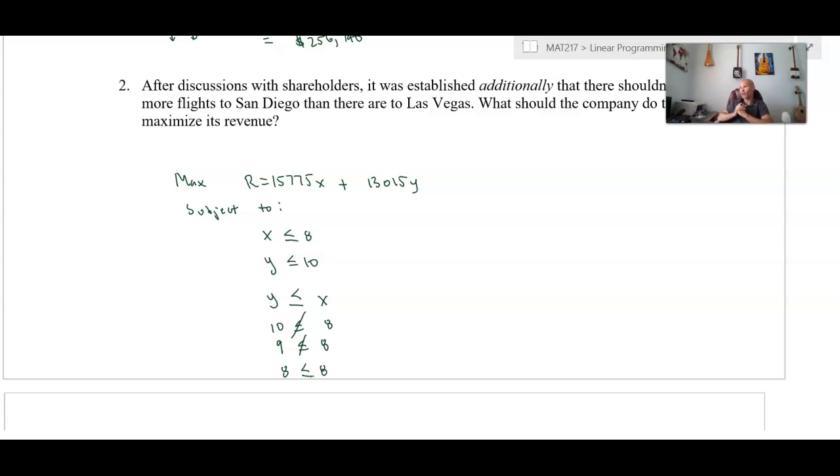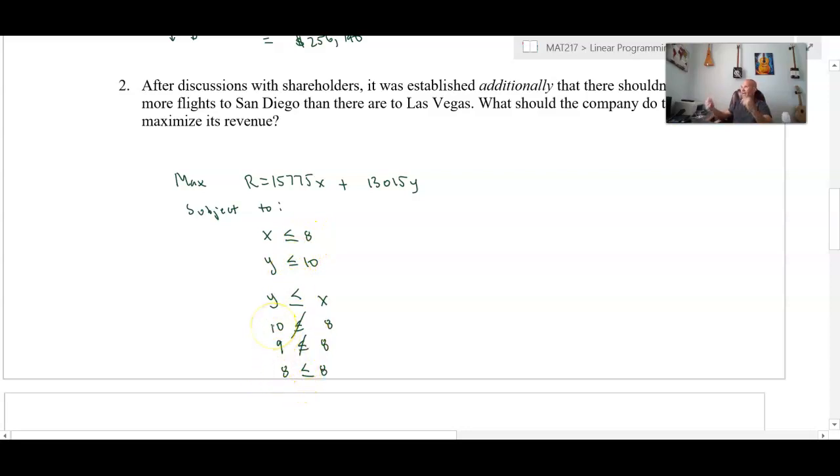And that right there, remember, it only has to be less than or equal to, and 8 is less than or equal to 8. It is equal to it. So at this point, our objective is kind of the same. We still want to get the greatest number of flights out to each of these locations as we can. And the most I can send to Las Vegas is 8, and the most I could send to San Diego is 8.